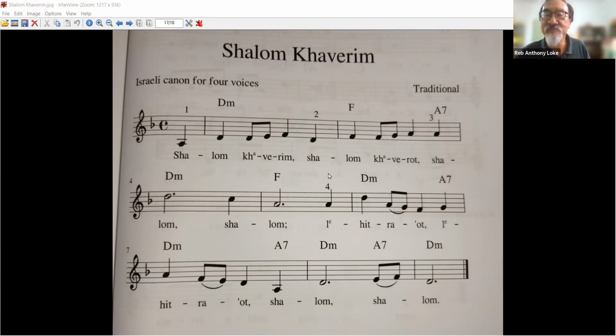Shalom Khaverim, Shalom Khavero, Shalom Shalom, Lehi Ra'ov, Lehi Ra'ov, Shalom Shalom.